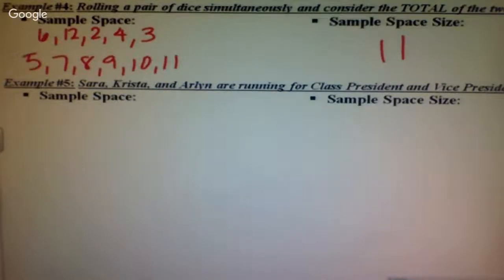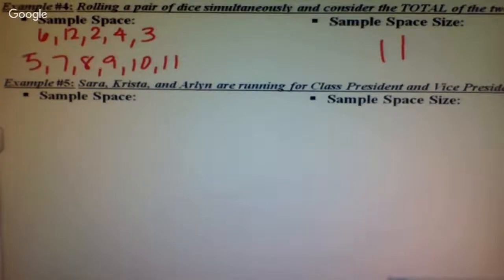Sarah, Krista, and Arlene are running for class president and vice president. What does this look like as a sample space? I'm only doing class president and vice president. So what can I pair together? S and K.